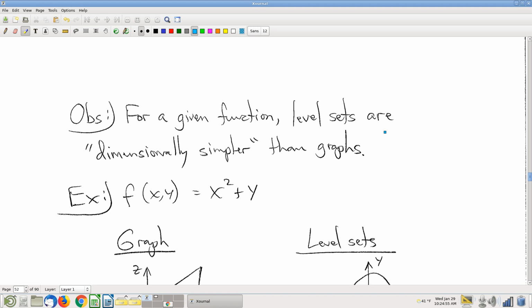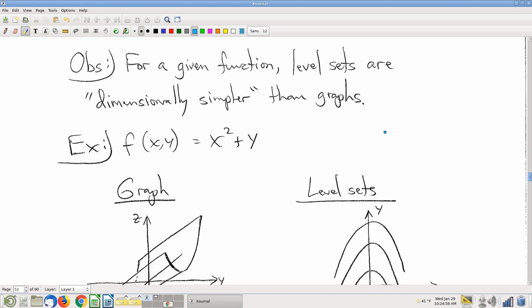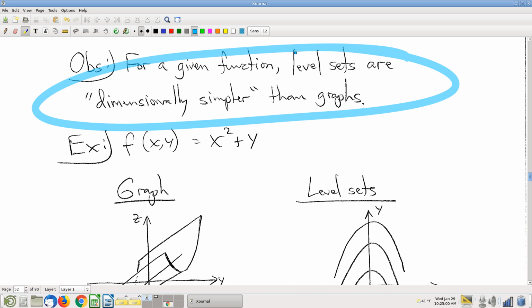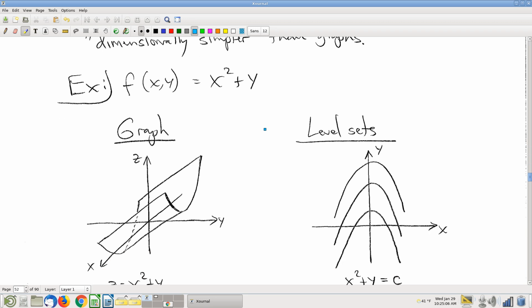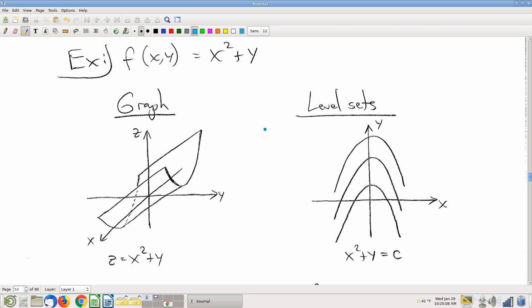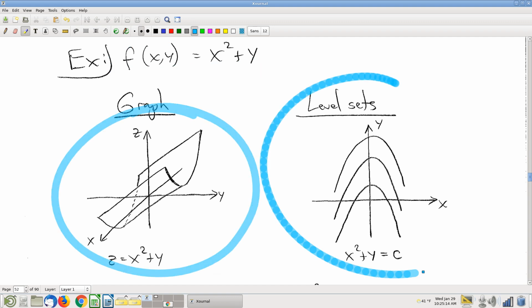Here's another pitch. I like to say that level sets are dimensionally simpler than graphs. And I think this is a really big deal. We've already kind of hinted around at this point. So let's look, for example, at this function here, function of 2 inputs, 1 output. Here's the graph. Here's some level sets. And notice the level sets, it's a 2-dimensional picture. It's just easier to draw a 2-dimensional picture, right?